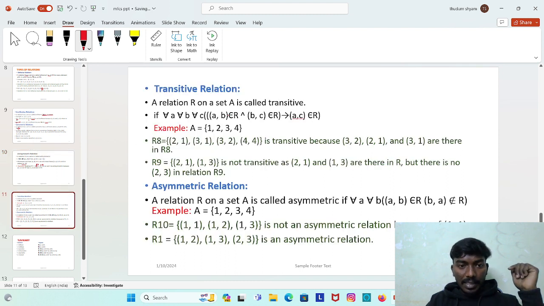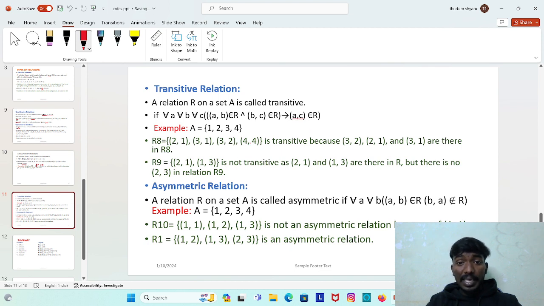The next is the transitive relation. A relation R on a set A is called transitive when for all a, b, and c, if a comma b belongs to the relation and b comma c belongs to the relation, then a comma c should be present. Here we take an example of set A as 1, 2, 3, 4, and the relation 2 comma 1, 3 comma 1, 3 comma 2, 4 comma 4, which is transitive. We verify that it should contain a comma b, b comma c, and a comma c. If these conditions are true, we call it a transitive relation.